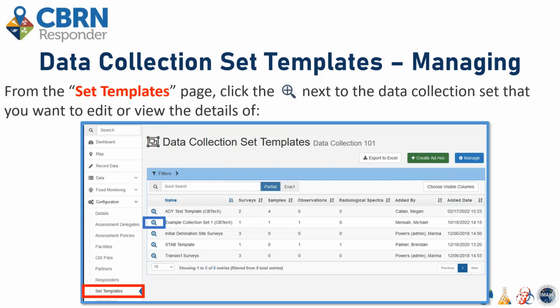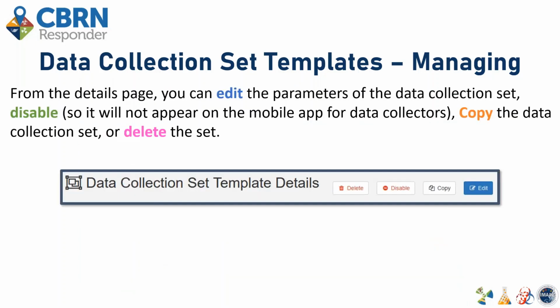From the Set Templates page, select the magnifying glass icon next to the data collection set that you want to edit or view the details of. From the Details page, you can edit the parameters of the data collection set. You can disable the data collection set so it will not appear on the mobile app for data collectors. You can also copy the data collection set. And finally, you can delete the data collection set.